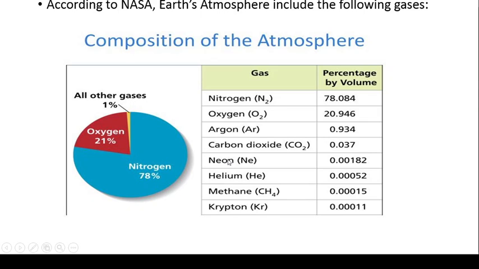Next come neon, helium, methane and krypton, which are present in trace values. So here you can see that in this mixture of gases, nitrogen is present in the major form and the second is oxygen.